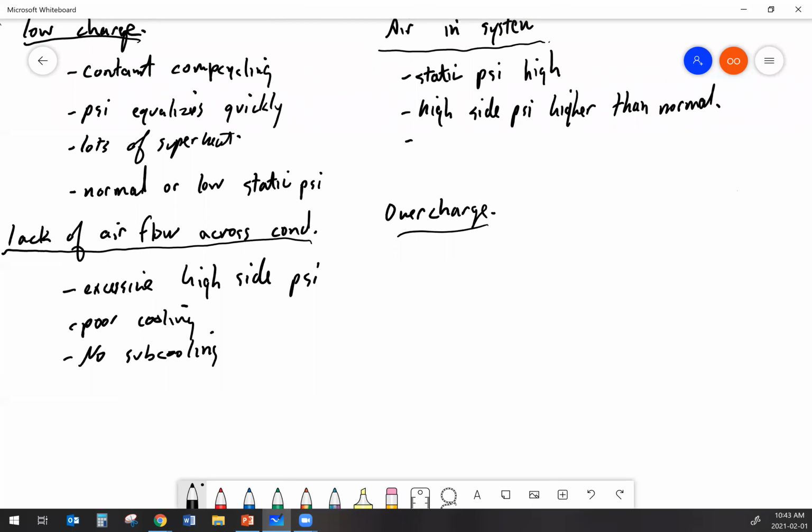Or maybe they got access to 134a, so they go and try and add some refrigerant to it. Let's top it up. Well, that's stuff you're not allowed to do anyways. But if somehow you end up overcharging a system, then what'll happen is you're going to end up with normal static pressures, but during operation, your high side is going to be higher than normal.